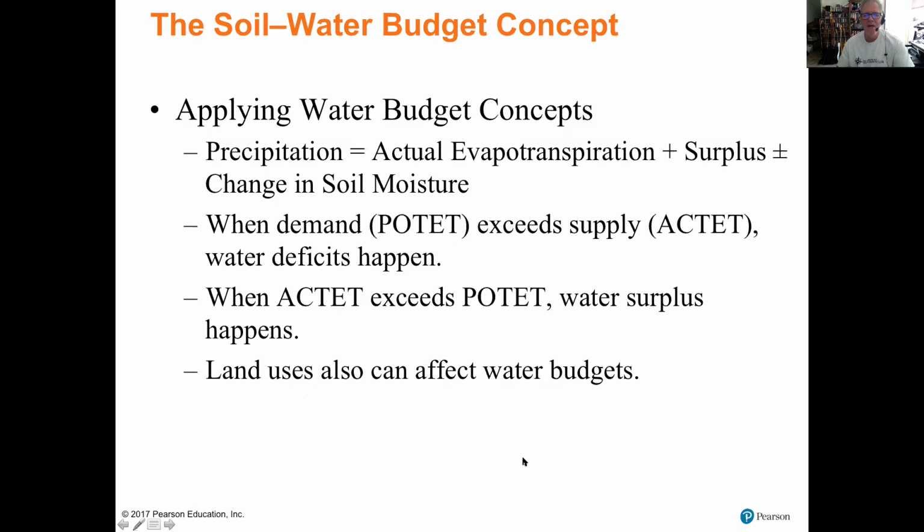If you increase agriculture, for example, you're going to affect the water budget. If you urbanize more, if you have more homes that use more water, that's going to affect water budgets as well.